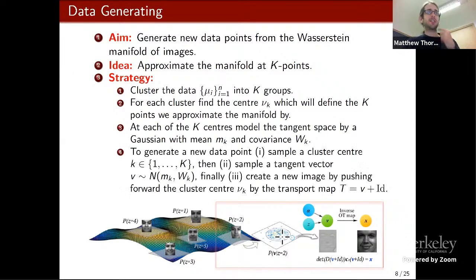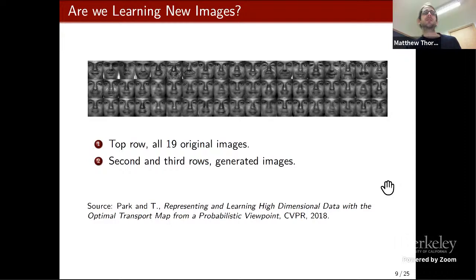So if we wanted to generate a new image, we would sample one of the points, and then we would sample a tangent vector in that tangent plane. And then we can create a new image just by pushing forwards, well, just by defining the transport map to be the velocity vector plus the identity. And this seemed to work quite well in different applications.